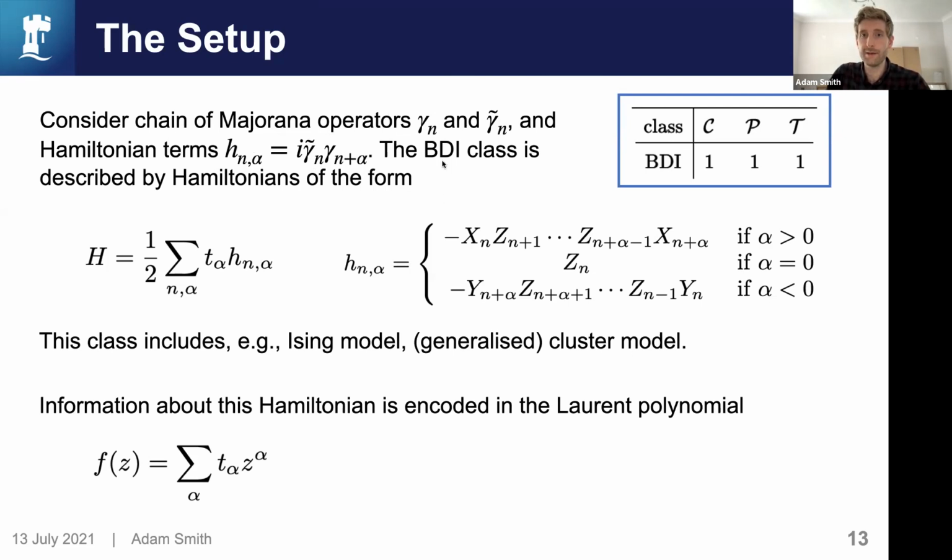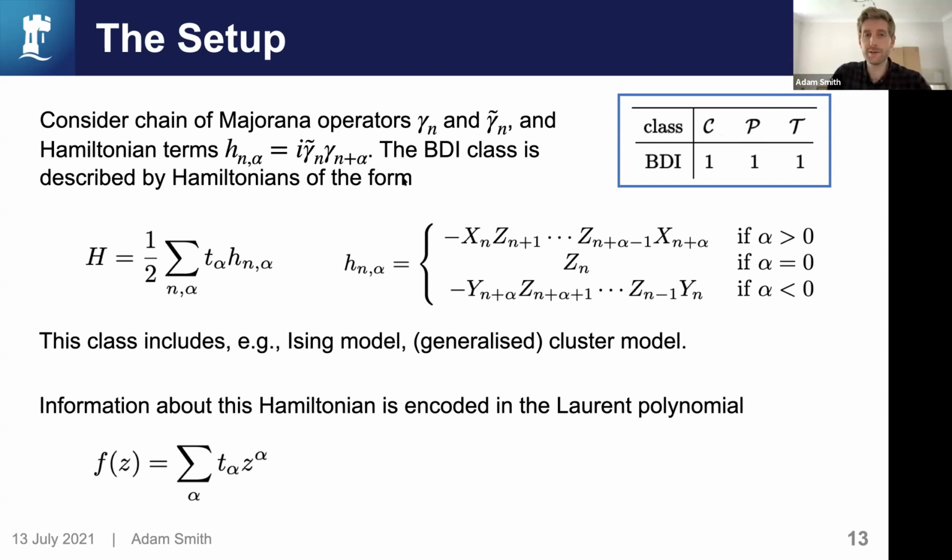And now the BD1 class of free fermion Hamiltonians is a general Hamiltonian of this form. Basically, you sum up these terms where the index between these gamma tilde and gamma is parameterized by alpha, and you can sum these up, and this is the BD1 class. At the top, I include what this BD1 class is. Basically, it's positive under all of these symmetries: chiral, parity, and time reversal.